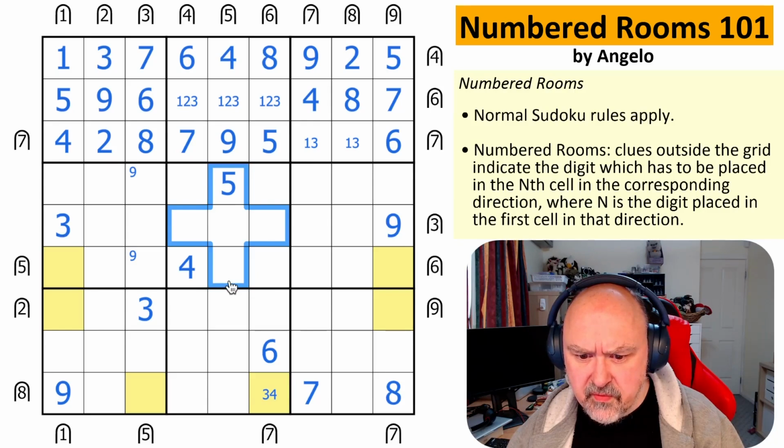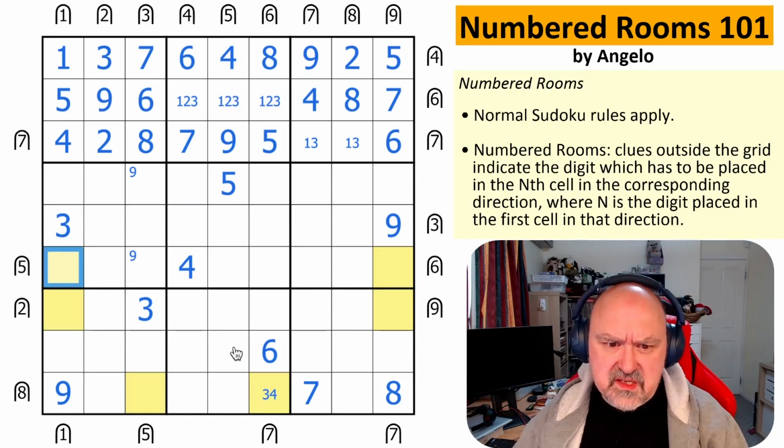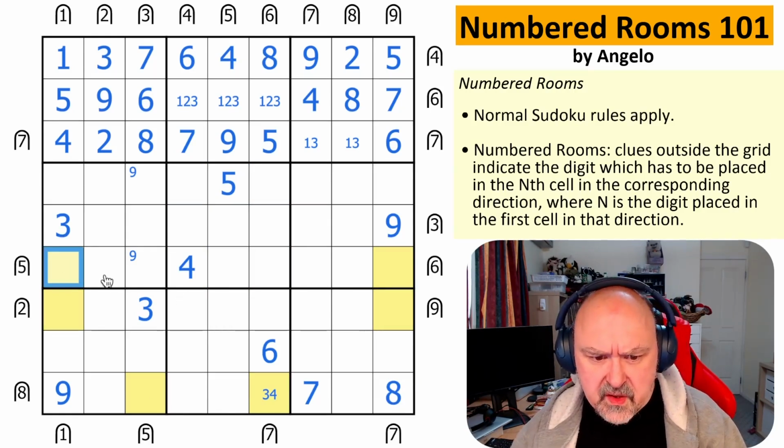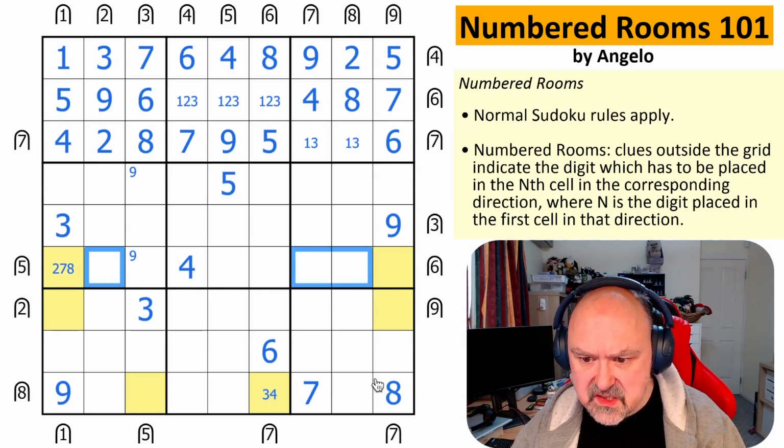Doesn't look helpful. So let's look at these clues and see what they can be. So this can't be 1. It can be 2. It can't be 3. It can't be 4. It can't be 5. It can be 6. It can't be 6 because that can't be a 5. 7, 8. It can't be 9. So it's 2, 7, or 8.